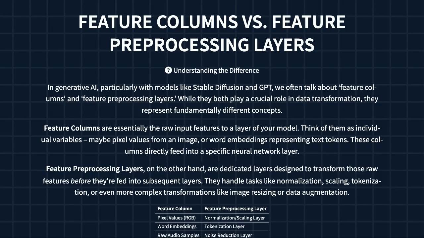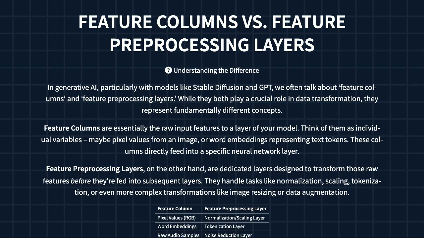Okay, let's talk about a subtle but important distinction when diving into generative AI models like Stable Diffusion and GPT. We often hear about feature columns and feature preprocessing layers, and they sound similar, but they are actually quite different. Think of feature columns as the individual pieces of data, maybe the color values from an image or how words are represented as numbers. These directly feed into a model layer. Now, feature preprocessing layers are like dedicated preparation stations. They take that raw data and do things like normalize it, scale it, or even break it down into smaller components like tokenizing text. It's all about getting the data in the best possible shape for the model to learn from effectively.